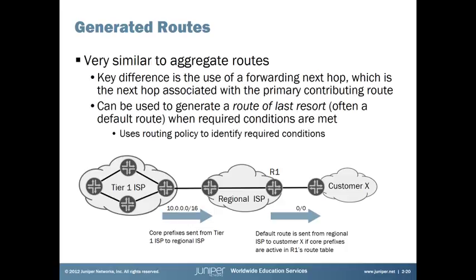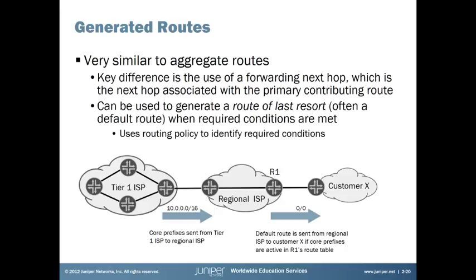The difference is the use of a forwarding next hop, which is the next hop associated with the primary contributing route. So there is a thing called a primary contributing route. It can be used to generate a route of last resort, often a default route, when required conditions are met. So what we're doing here is evaluating conditions using a policy, and if conditions exist, we then create this particular route. If conditions change, then we don't create that route. It's useful when you don't necessarily want a static route that's there all the time, but if certain conditions exist, then you want to send traffic to a particular next hop.